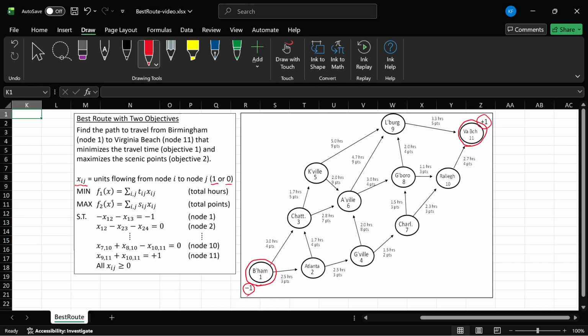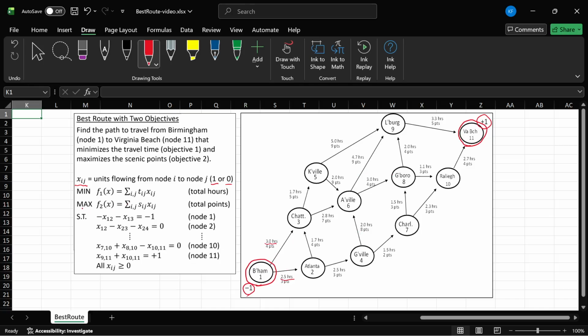And we have two objectives, as we said. Objective f1 of x, where x combines all those variables, is a sum product of travel times in hours and the decision variables xij. The travel times are shown in this picture on the arcs, 3 hours here, 2.5 hours here, and so on. On every connection, there is a certain travel time.